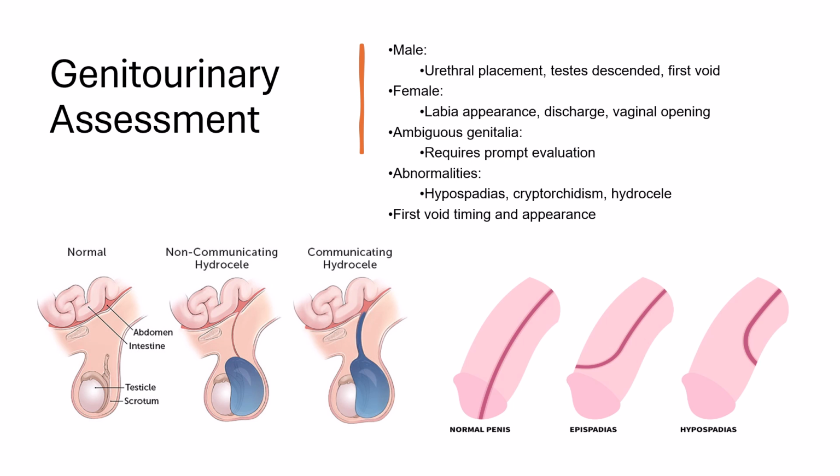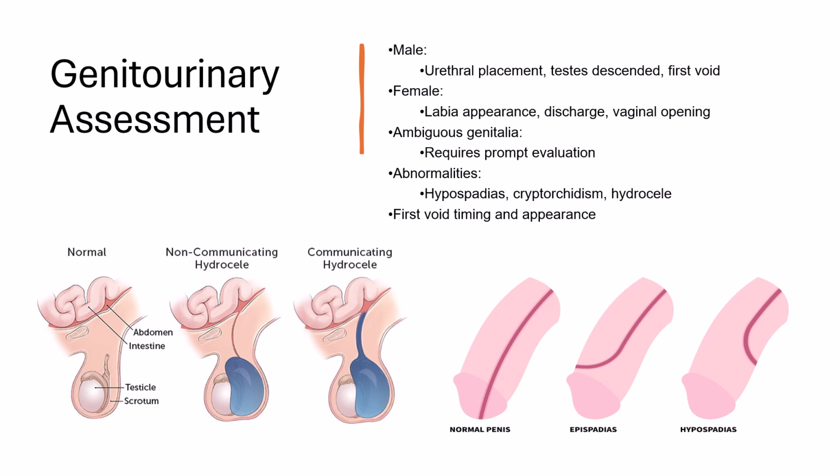Genitourinary assessment differs by sex. In males, check urethral placement, noting hypospadias if displaced ventrally. Ensure testes are descended into the scrotum and document first void. In females, examine labia appearance. Size relates to gestational age. Note any discharge. White discharge is normal due to maternal hormones, and verify vaginal opening.